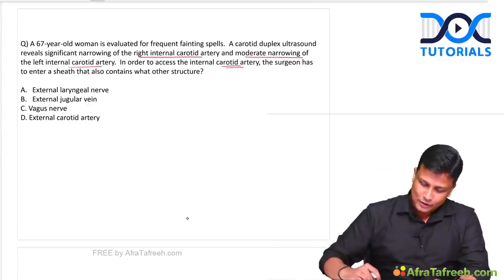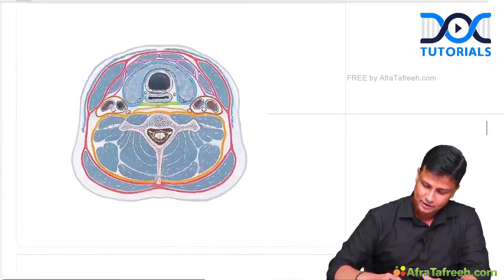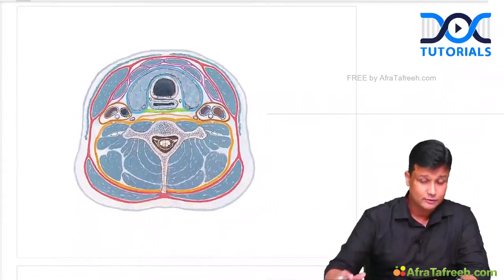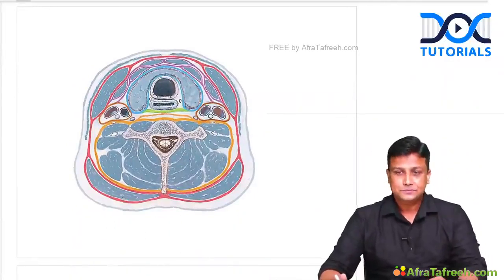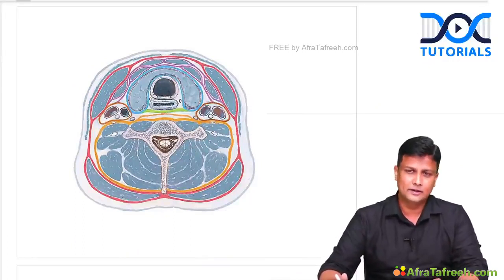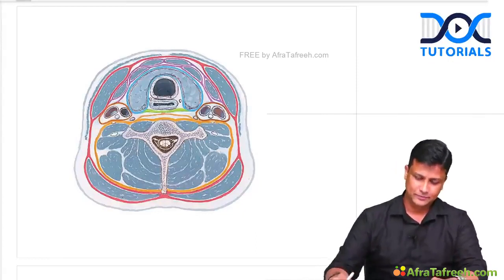Now, why have I included this question here? Because your NEET PG examiner is very much interested in the transverse section of the neck and the deep cervical fascia. Many a time there will be a question regarding this fascia. Let's deal with them one by one, guys.